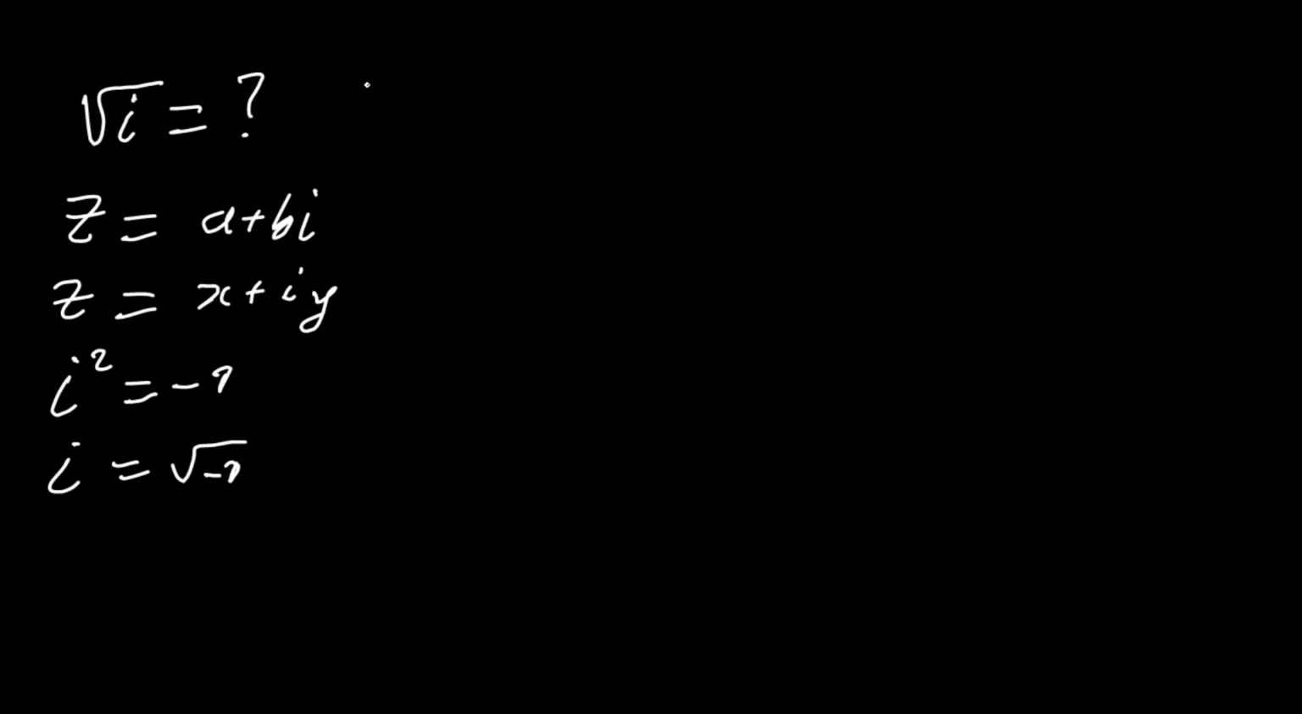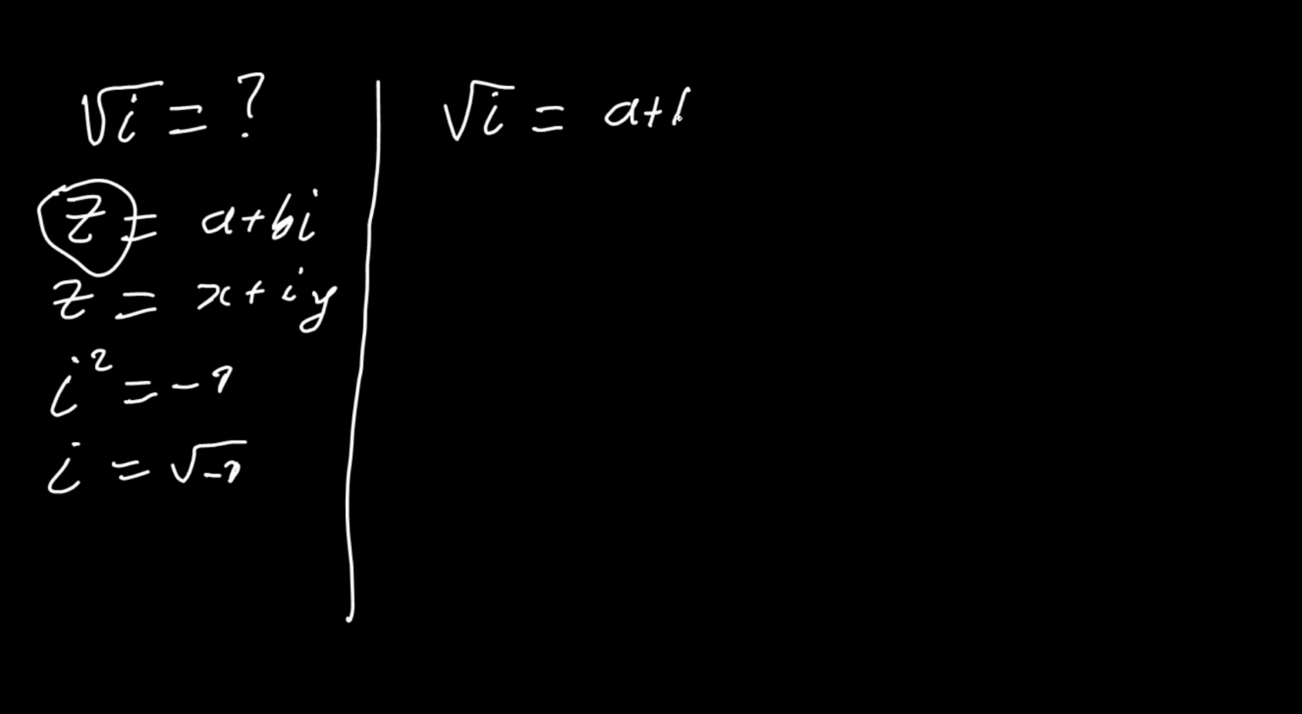The first thing we need to do is to equate this to a complex number like z that we have here. So we are going to say, okay, let our square root of i be equal to a plus bi. Now if we are able to get the values of a and b at the end and substitute them here, therefore those values will be equivalent to the square root of i.